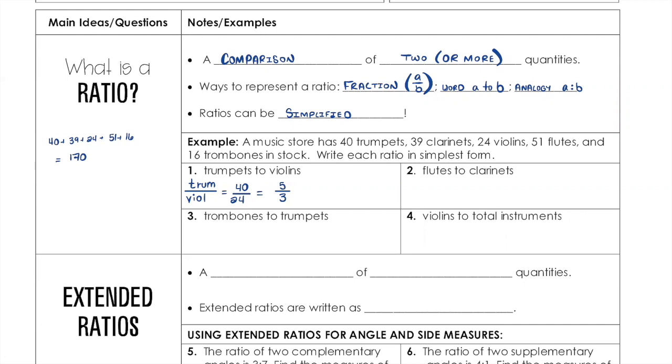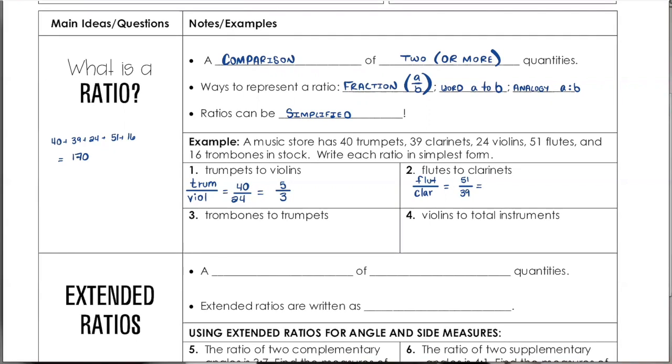So what about flutes to clarinets? So we got flutes on top, clarinets on the bottom. How many flutes were available to purchase? 51 flutes. How many clarinets? Make sure it reduces, or not. Does 51 over 39 reduce? MathFrac gives me no. Maybe.